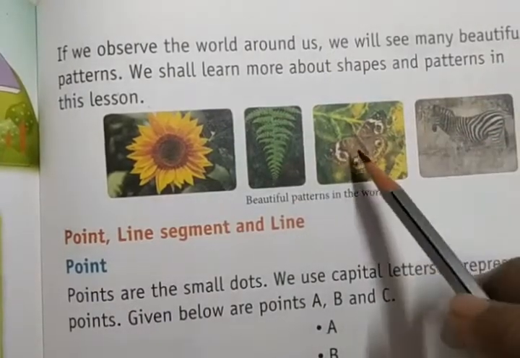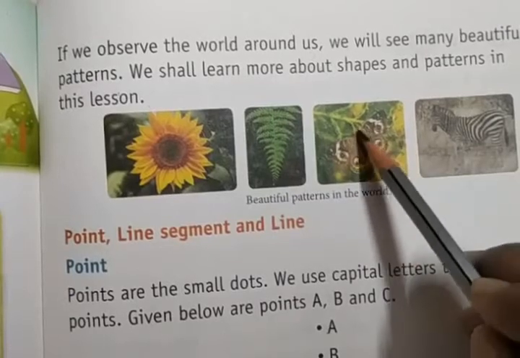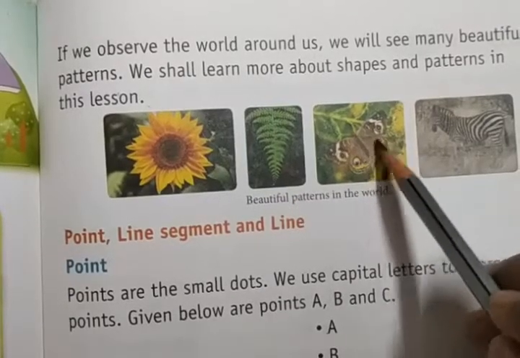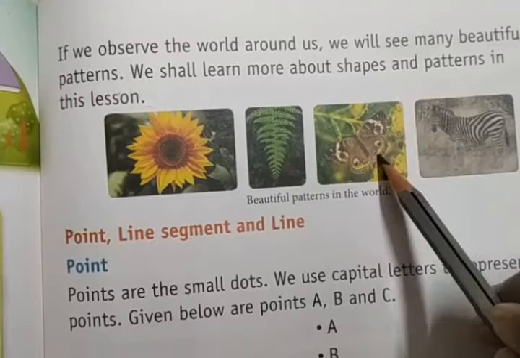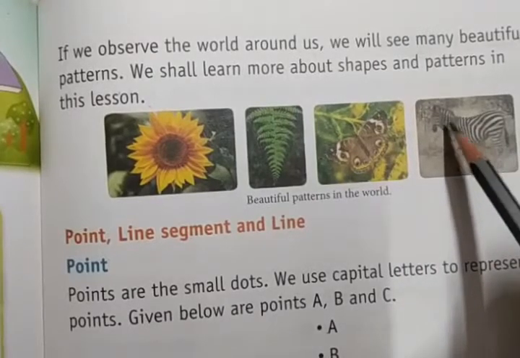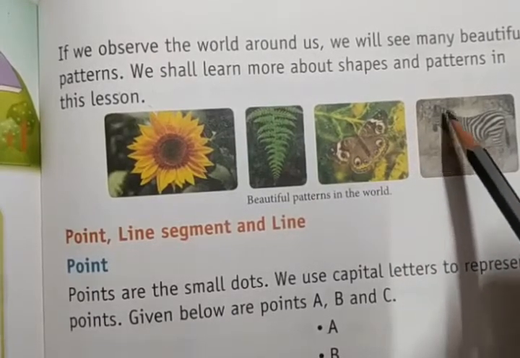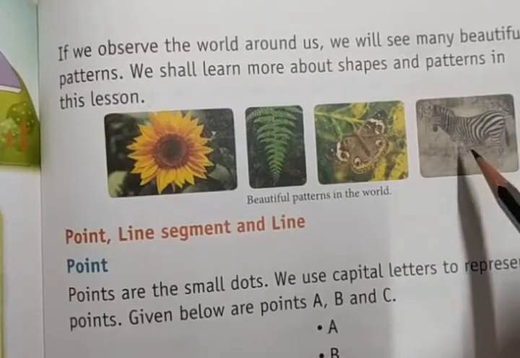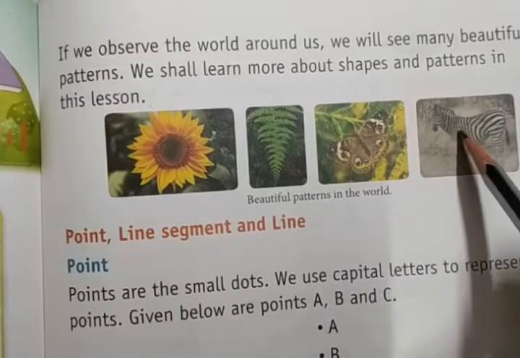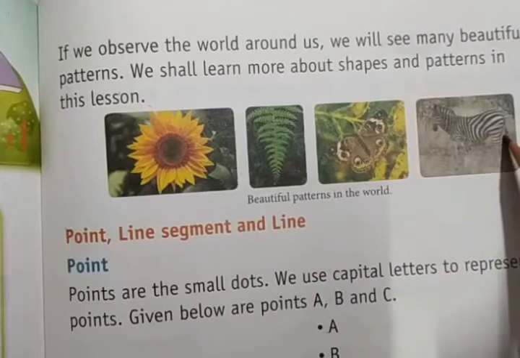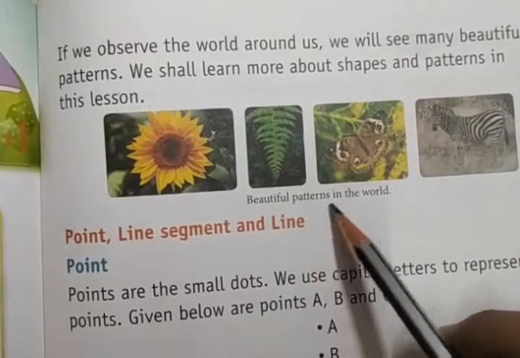And here you can see the colors on a butterfly. We can see the pattern here. Same pattern we can see here. We can see the zebra. So this is a black and white zebra. This is also a beautiful pattern in the world.